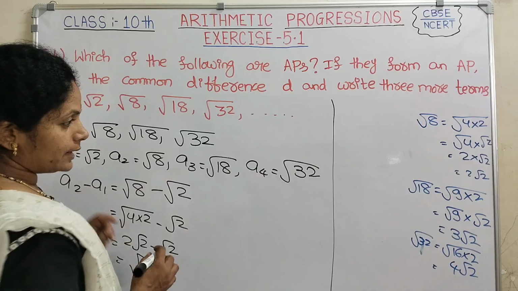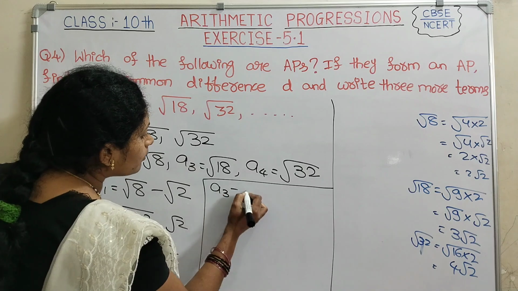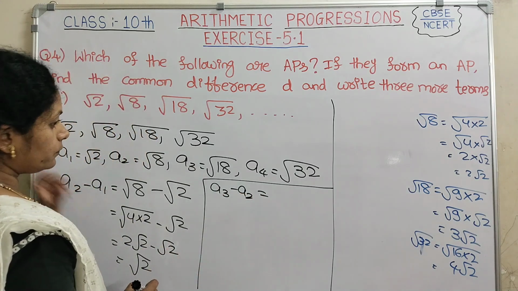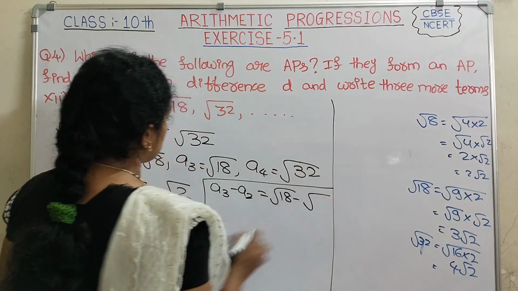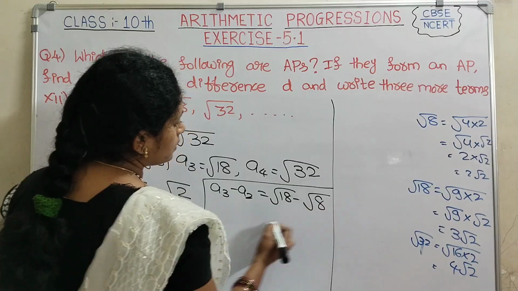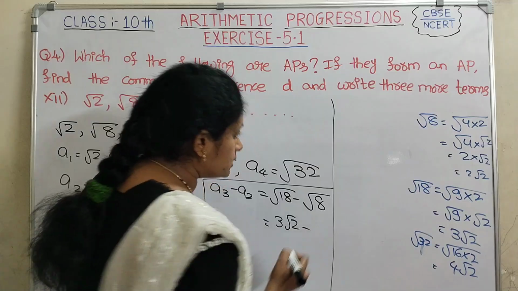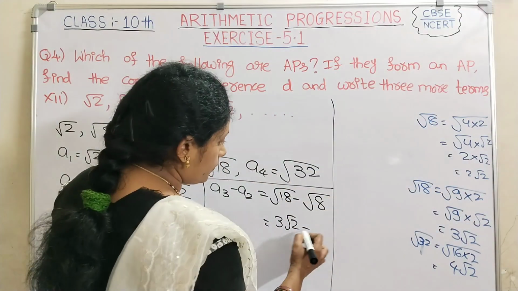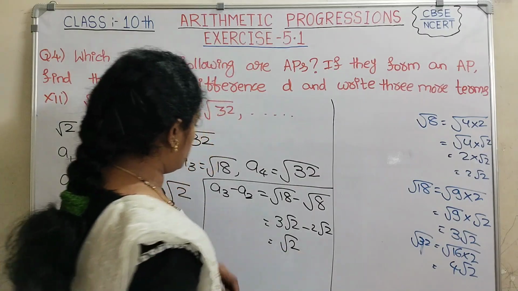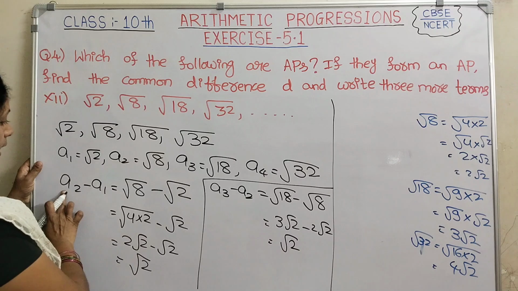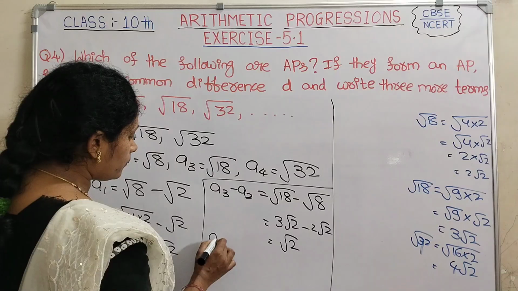Now, calculate A2 minus A1. Now, we will do A3 minus A2. A3 is what? A3 is root 18 minus A2 is root 8. Root 18 we calculated as 3 root 2. 3 root 2 minus root 8 can be written as 2 root 2. 3 root 2 minus 2 root 2. We will get simply root 2. From these two, can we write A2 minus A1 is equal to A3 minus A2? Yes, both are equal here.